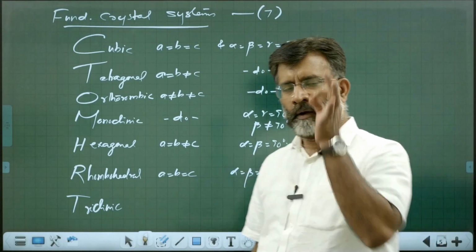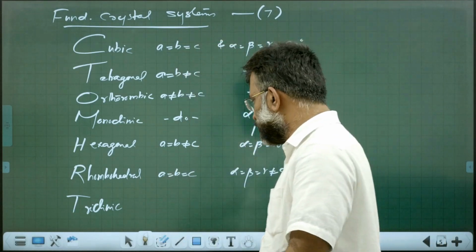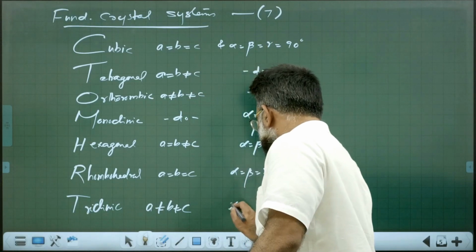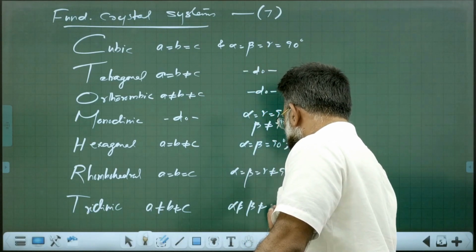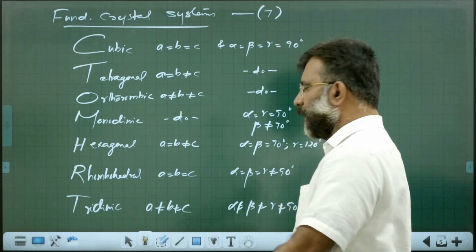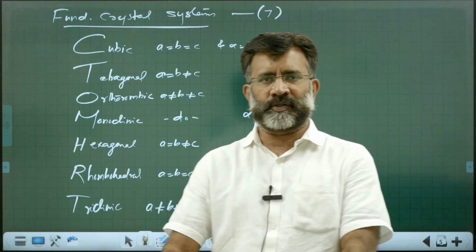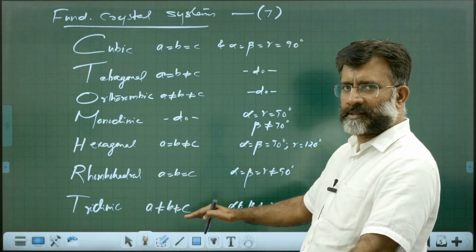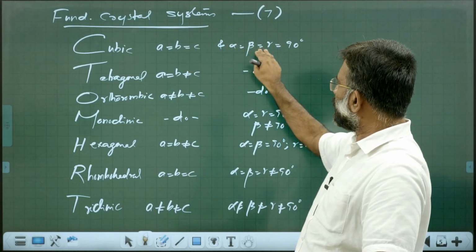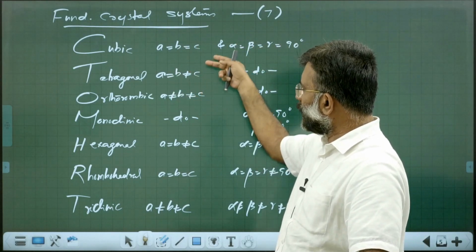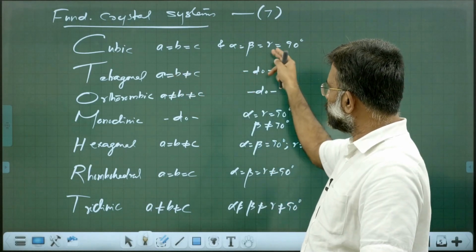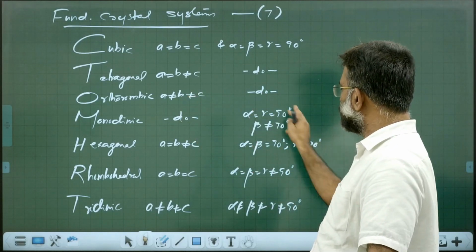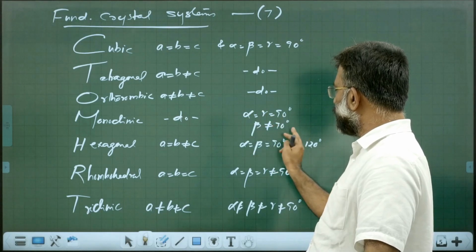And now the last one, the most unsymmetrical crystal system. It is triclinic system. A not equal to B not equal to C, alpha not equal to beta not equal to gamma not equal to 90 degree. This is the most symmetrical, this is the most unsymmetrical. A equal to B equal to C, alpha beta gamma equal to 90 degree. A equal to B not equal to C, inequality starts. A not equal to B not equal to C, this is the same and will repeat, while here you need to learn by heart: alpha, gamma 90, beta not equal to 90.